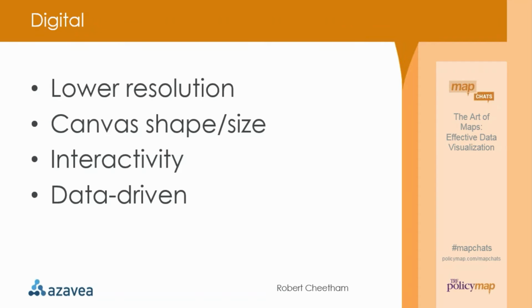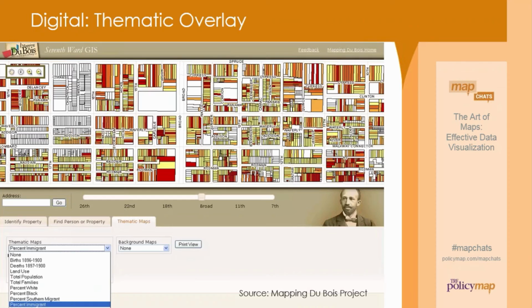But we also gain a number of important things around interactivity and being able to have things that are dynamic based on incoming data. So here are a few examples of where this plays out with time. This is using a thematic overlay to show time. This is a project we worked on several years ago with a research project at the University of Pennsylvania called Mapping Du Bois.